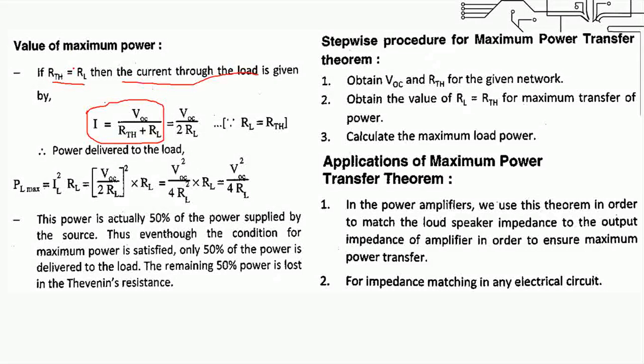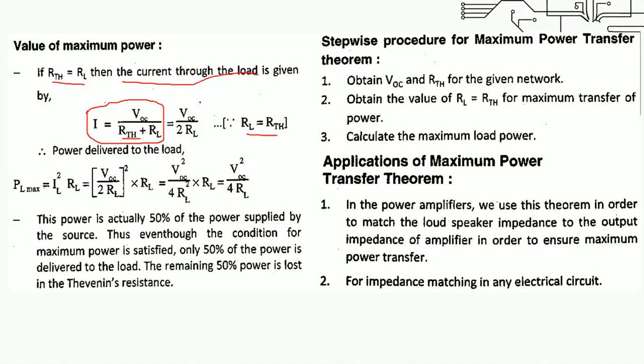What is the condition? RTH is equal to RL. So I will replace this RTH by RL. So this becomes RL plus RL is equal to 2RL. How is this RL taken? By this condition, RL is equal to RTH. So the value of current I am getting is VOC divided by 2RL.